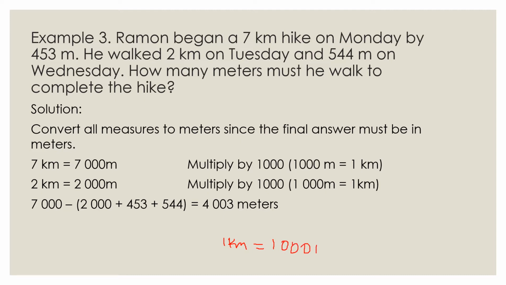So, that is correct, no? That is check. For 2 kilometers, that is 2,000, since 2 times 1,000 is 2,000, correct, no? So, we need to multiply and then add. So, 7,000 minus 2,000 plus 453 plus 544. What's the total of that? So, 2,000 plus 453 plus 544.